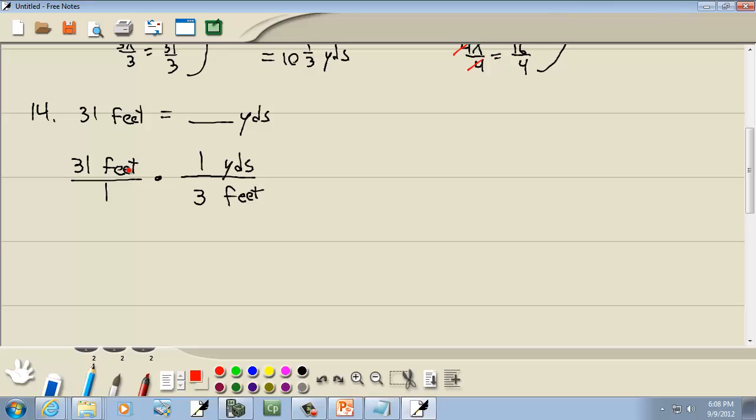Now we're going to multiply. When we multiply, see how feet's here and feet's here? One's on top, one's on the bottom, so they're going to cancel. Well, 31 times 1 is 31. 1 times 3 is 3. Then we got yards. And this would become 10 1/3 yards.